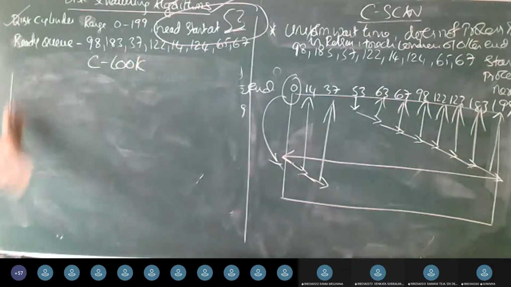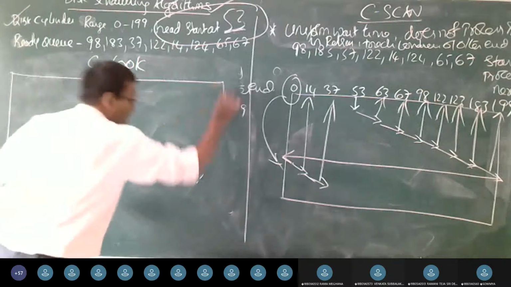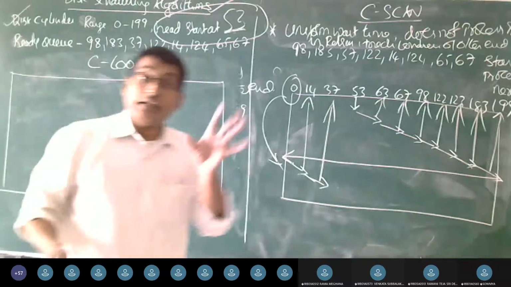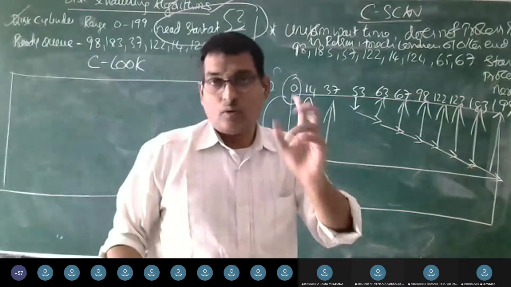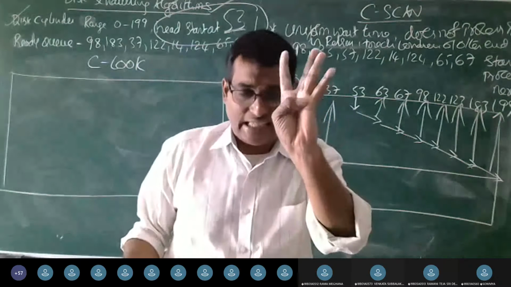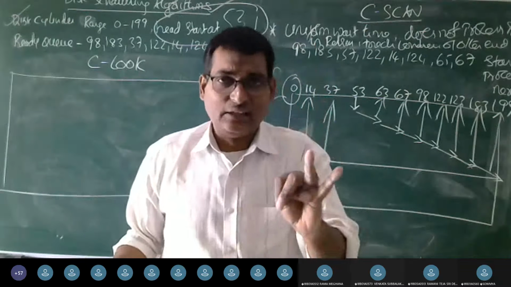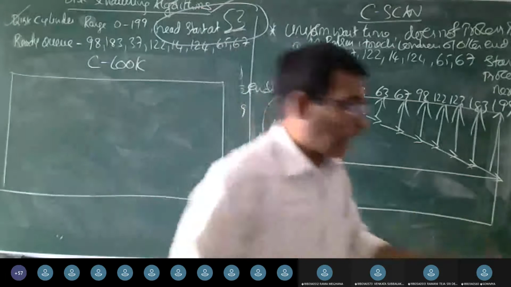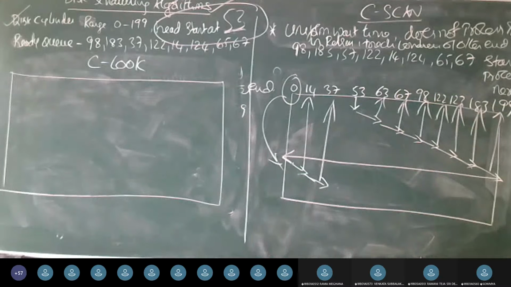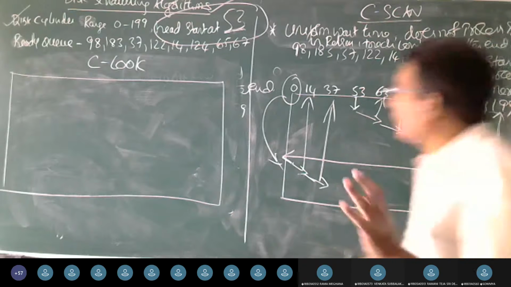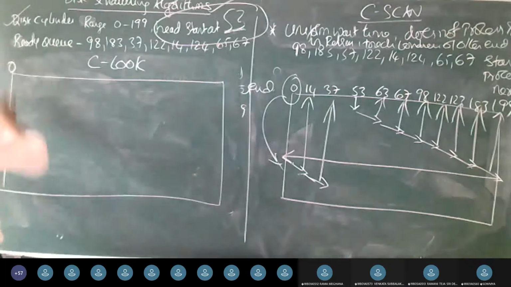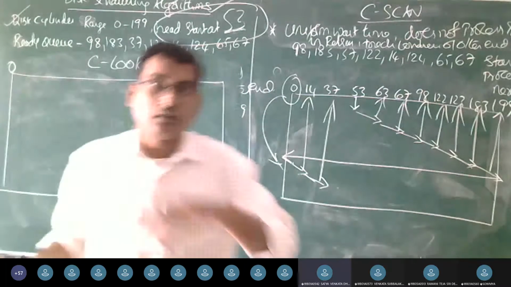So again, what was the C-look algorithm processing? What was the difference? It doesn't touch the boundaries. There is only one line of difference between C-scan, scan, and C-look. It will not touch the boundaries. That is the core aspect we should understand as far as C-look is concerned. The rest of the items are common here.